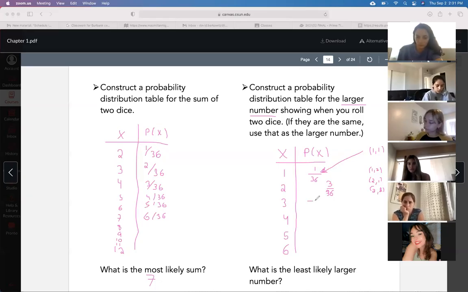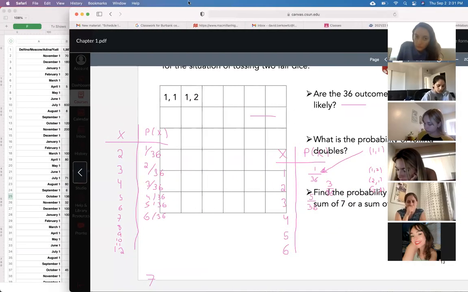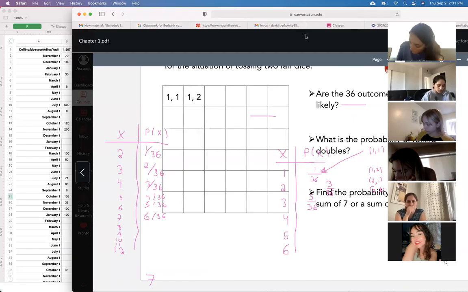How many ways can the larger number be a 3? 5. Excellent. What are the 5? 1 and 3, 3 and 1, 2 and 3, 3 and 2, and 3 and 3. Fantastic. If we actually go back to here, to the square, can you give me a nice little pattern like we had for the last problem for how many will have the larger number 1 and how many will have the larger number 2 and so on?